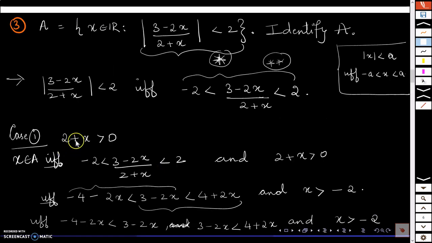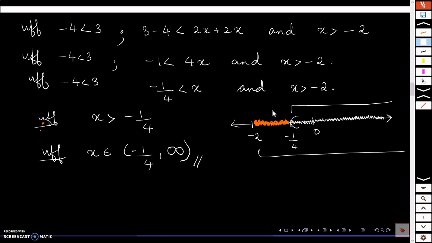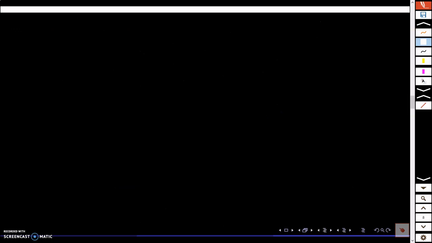Now case 2 is when this number 2 plus x, the denominator here, is negative. So let me do that on a new page. So case 2 is when 2 plus x, that number, is negative. So let's see what points of A we are getting under this case.